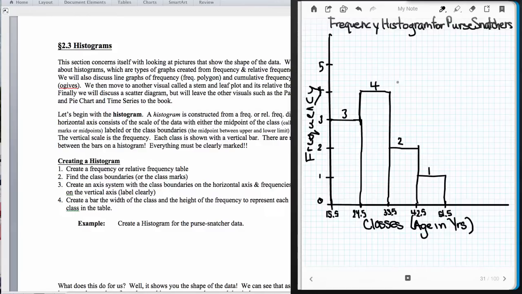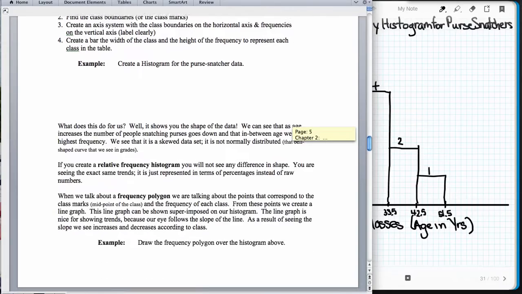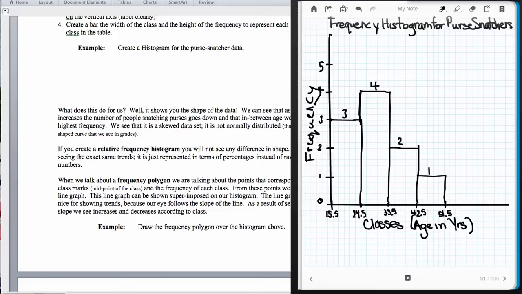Now, the next thing that we can do from a frequency histogram is we can start to see the shape of the data. So our shape of our data, we can talk about a frequency polygon. And from the frequency polygon, then we can start to really see the shape. So let's go ahead and talk about the midpoints here. And so the midpoint of this class, of course, is going to be right in the middle here.